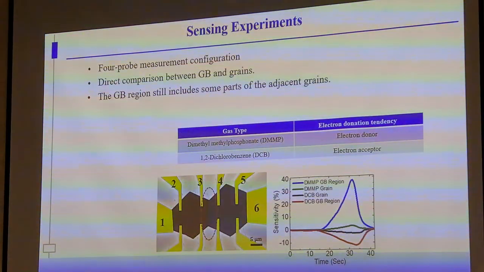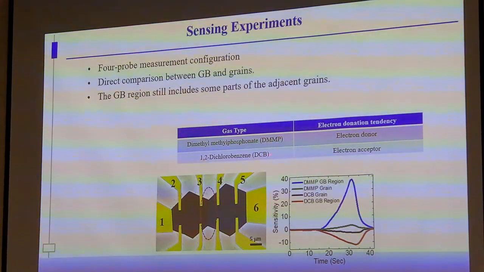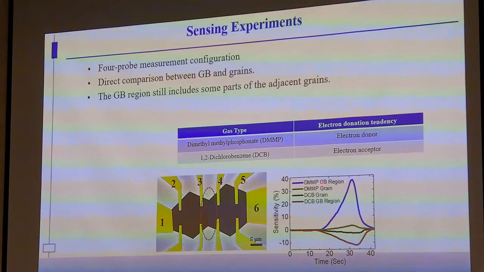We tested this device for two different molecules, DMMP and DCB. One is an electron donor and the second is an electron acceptor, so obviously you will see a positive and a negative signal. Here you can see that in the grain boundary region, the response is really very high. But in this grain, for example, it's not very sensitive. The grain boundary is really, really sensitive.